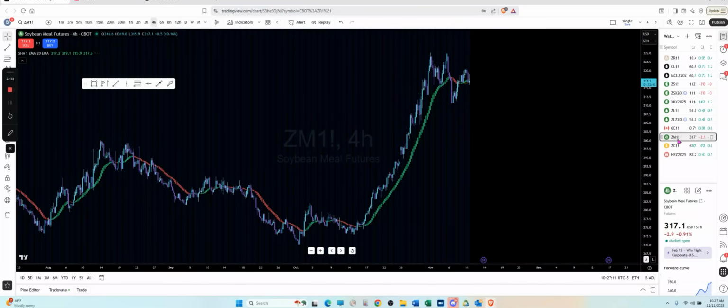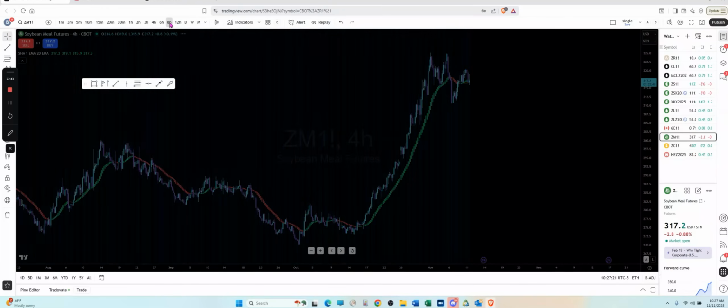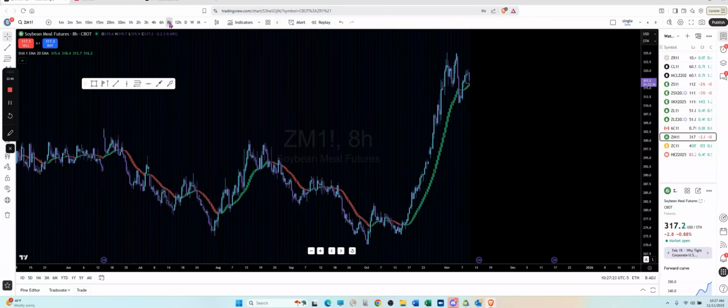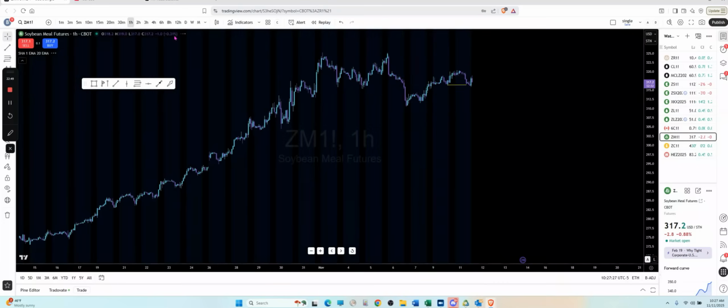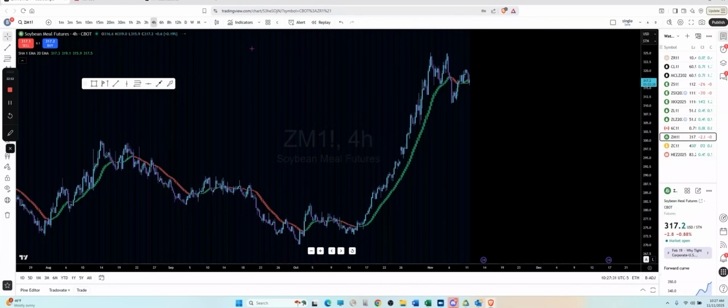Soybean meal is almost the exact carbon copy of soybeans, so we don't need to spend too much time on this. Still in an uptrend, but looking a little bit more bearish right now. I don't really like the 1 hour chart. I like this 4 hour chart.